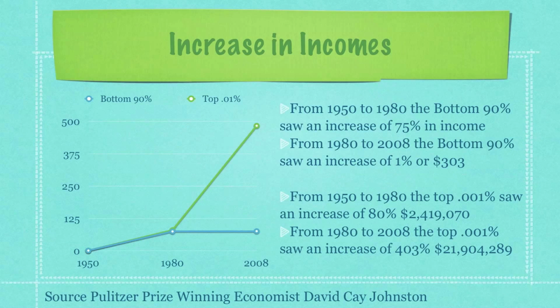Well, from 1950, which is considered to be the greatest point in history of the United States, the bottom 90% saw an average increase of 75% in income over those 30 years. However, from 1980 to 2008, the bottom 90% saw an average increase of only 1%, or $303.